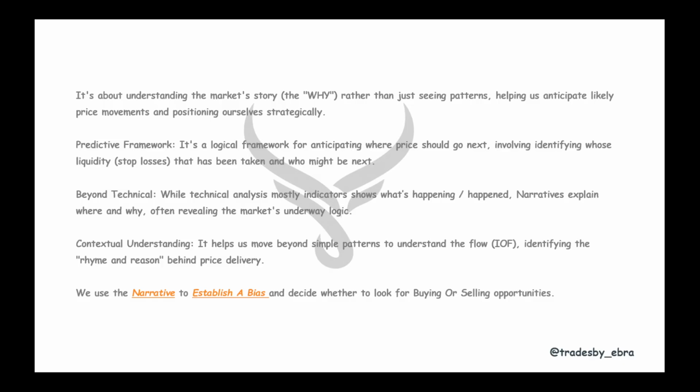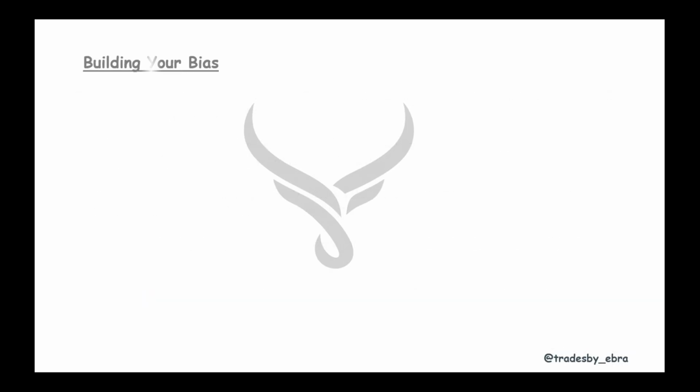Now, with this last point, we use narrative to establish bias. If you have narrative, you already have bias. You're going to decide whether to buy or to sell, and those are the opportunities you're going to be looking for. So the bias is going to be bullish or bearish. Simple, when you already have narrative.